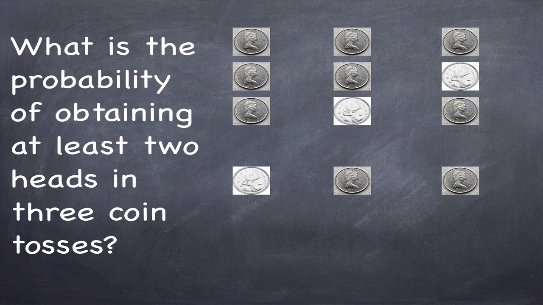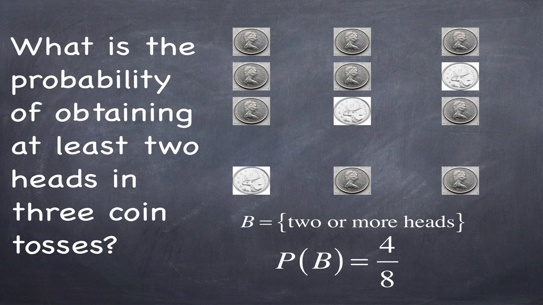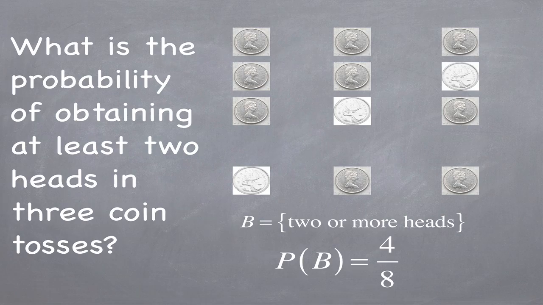So let B be the event of obtaining 2 or more heads. Then the probability of B is the total number of ways that B can occur, which is 4 in this case, divided by the total number of possible outcomes, which is 8 in this case.